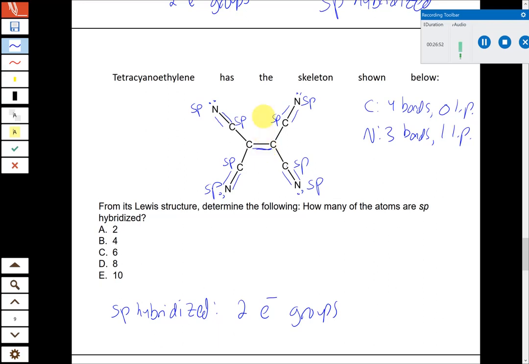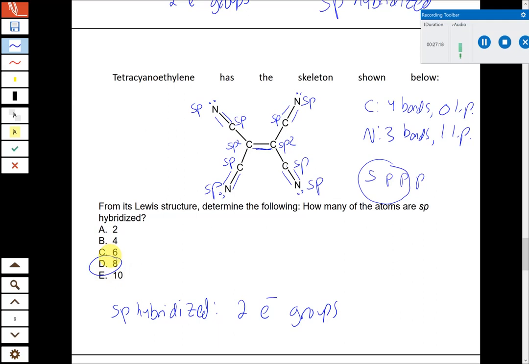And so basically, you're going to have sp2 for both of those because they each have three electron groups. For three electron groups, we need to hybridize three orbitals. And so the ones that have three electron groups are going to be sp2 hybridized, those two in there. So the total number that are sp hybridized are going to be 1, 2, 3, 4, 5, 6, 7, 8. So 8, choice D, should be the correct answer.